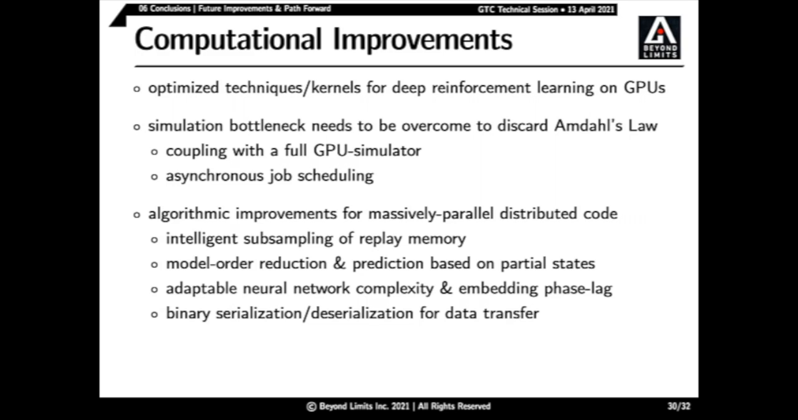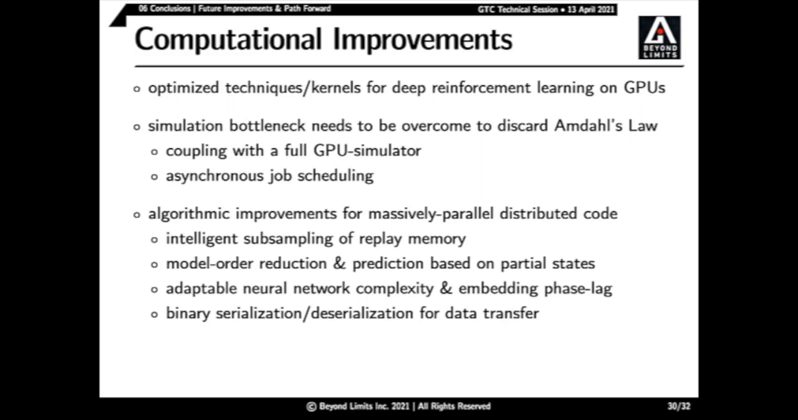We are also actively working on individual aspects of algorithmic improvements. This includes intelligent subsampling of the replay memory for the learning process of both the actor and the critic neural networks. Additionally, we're looking at incorporating model order reduction for the environment, as well as predictions that are based on partial states, playing with the idea of POMDPs. Another very interesting area for us is adaptable neural network architectures for the actor and critic networks, which is actually very important in our case.